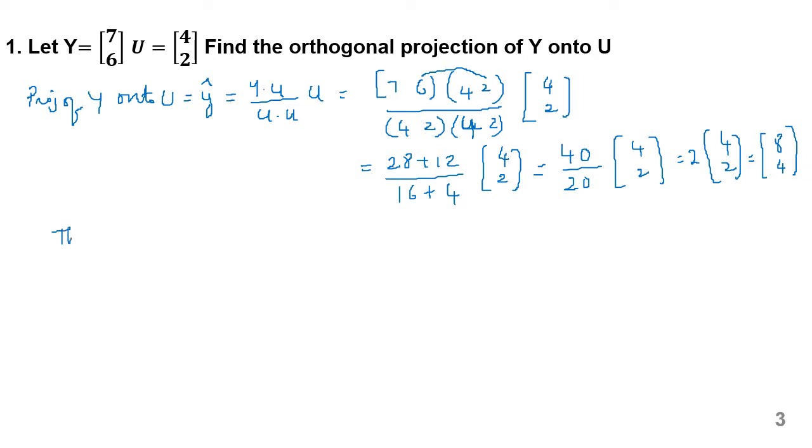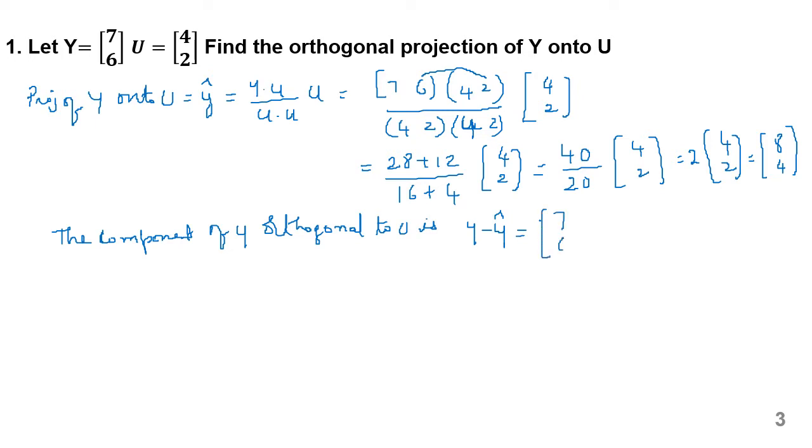Now the component of y orthogonal to u is given by y minus y cap, which is equal to y, which is (7, 6), minus y cap, which is (8, 4), which gives a value equal to (-1, 2).